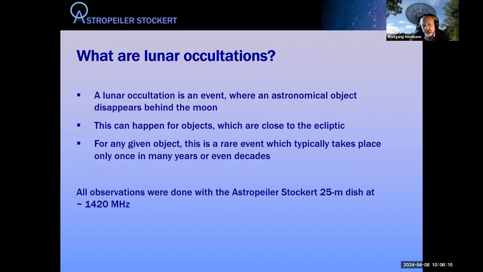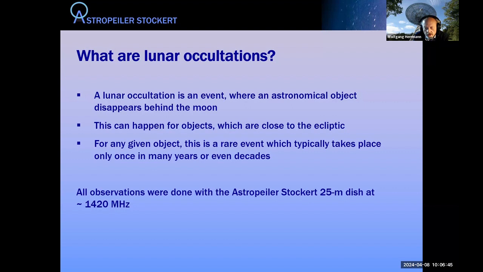In the radio case or in any case, the lunar occultation can happen for objects which are close to the ecliptic. Obviously, if it's far away from the ecliptic, it's never going to happen. And as you know and experience again today, it's a rare event. It doesn't come frequently. For a specific object, you would typically wait quite some time, could be years or even decades, or sometimes it could be a once in a lifetime event.